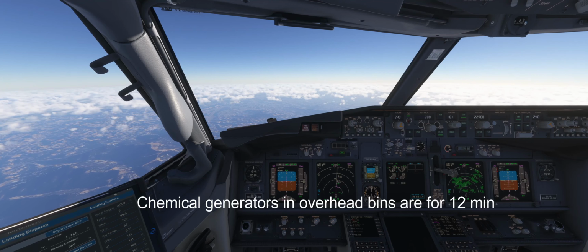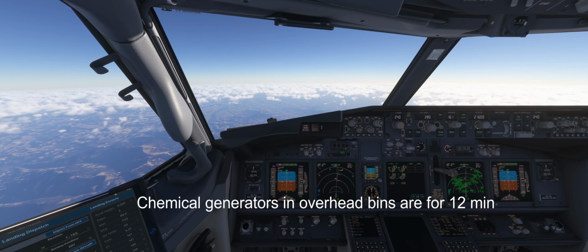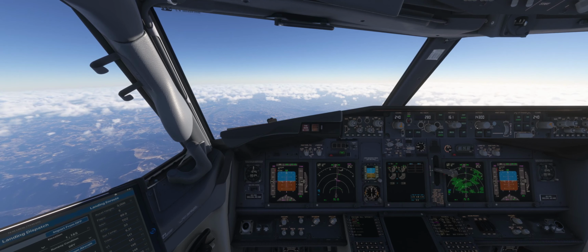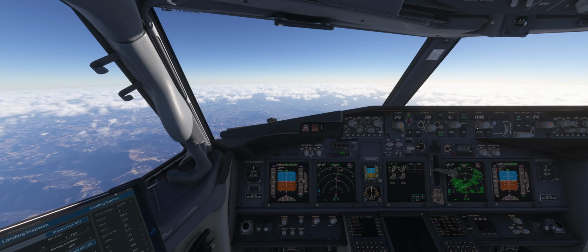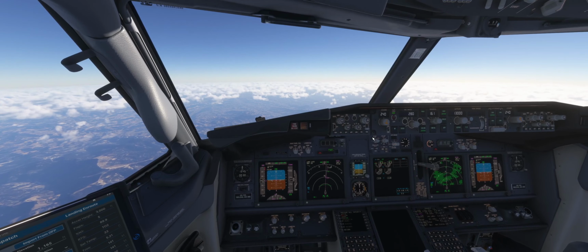So flight level 280, and now the first officer determined that the minimum en route altitude should be flight level 130. This is just an example. Okay, so I will set flight level 130. We will be descending.